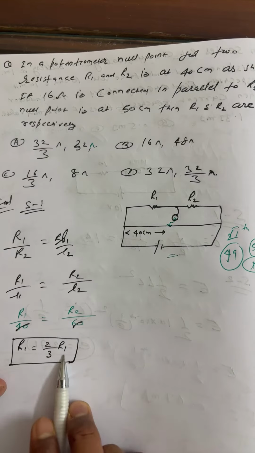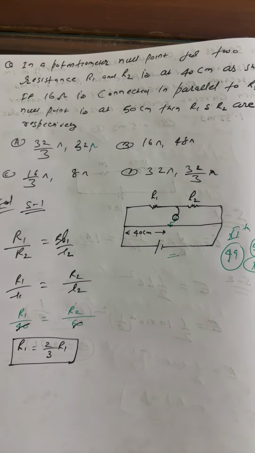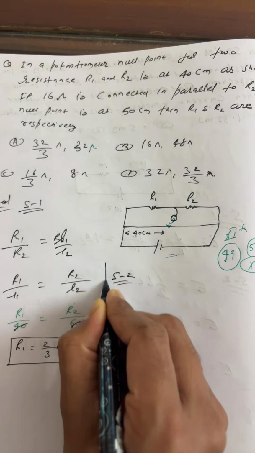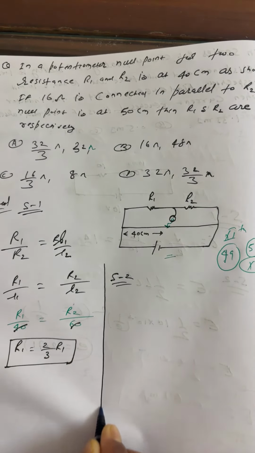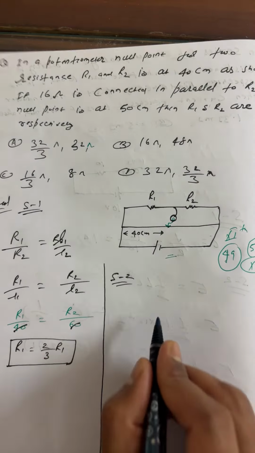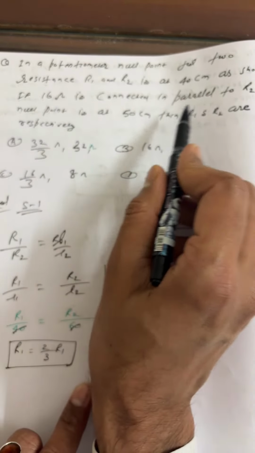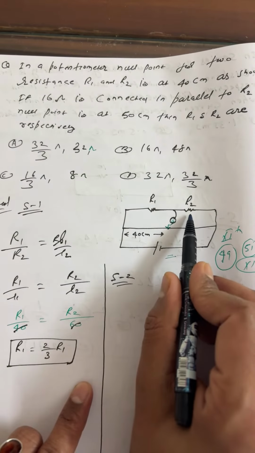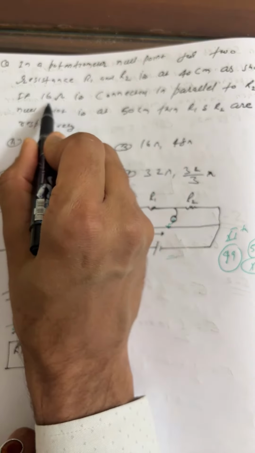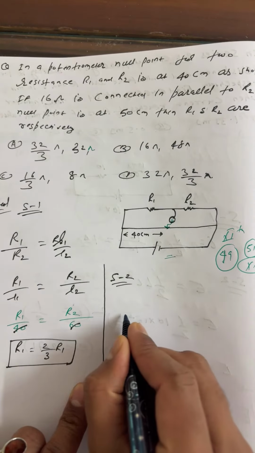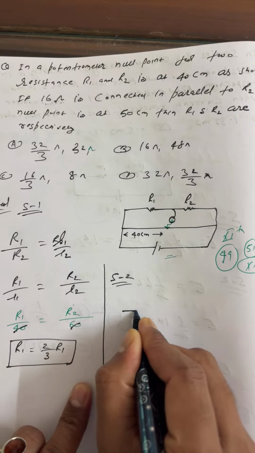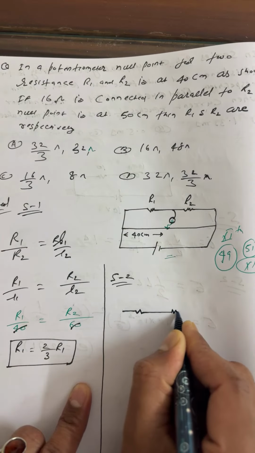Now R1 is 2 by 3 R2, right? This is case one, step one, which I explained. What is step two? It's not a tough question, student. You can do it very easily. But in step two, what they mention, beta, have a look. I can say parallel to R2, they connected 16 ohm, students. Again, beta, you can just make one more diagram. Student, you can make one more diagram.